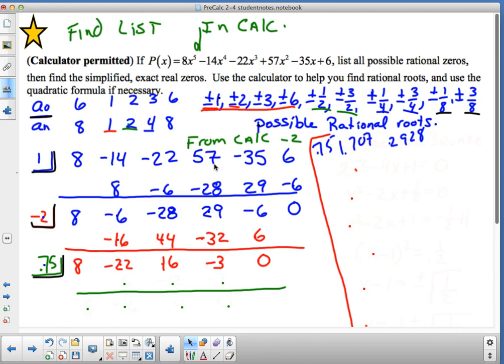And 3/4, I got 3/4 of 8 is 6. Okay, so I get that up there. And I get 16. It's my answer. 3/4 of that is -12. And I get a 4. 3/4 of that is 3. And I get a 0. And I'm able to get to my next step.